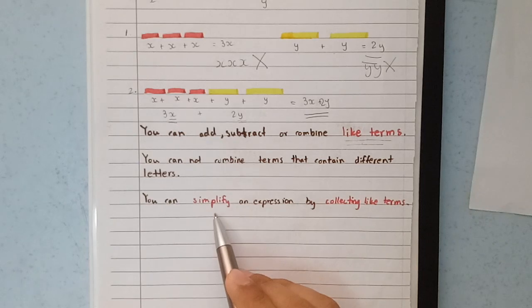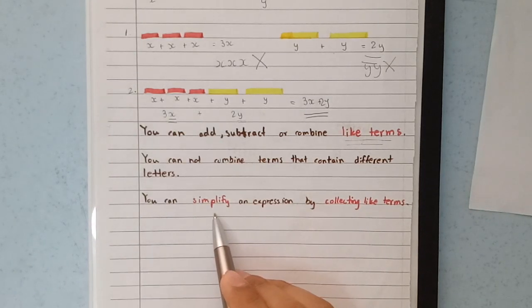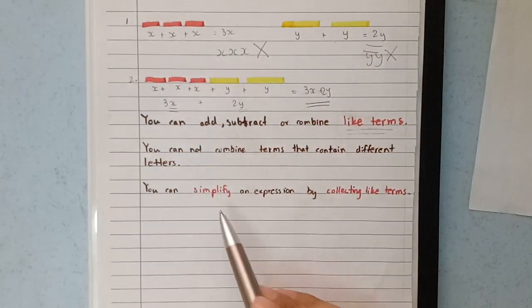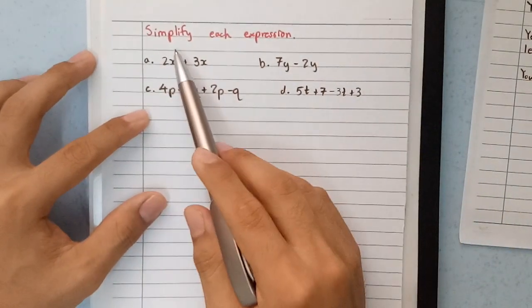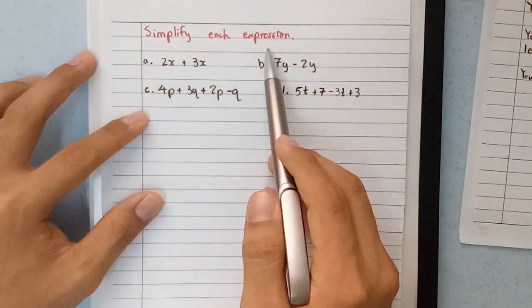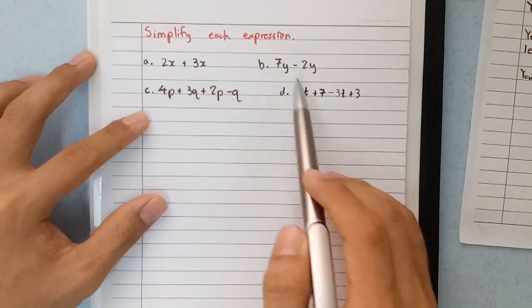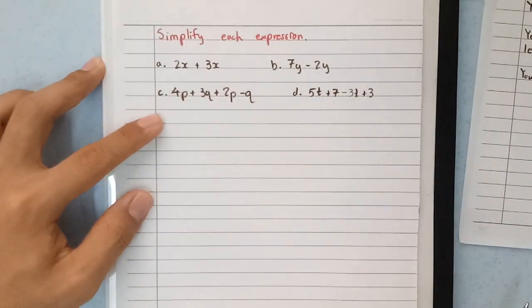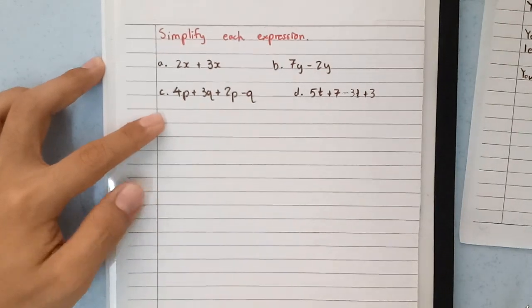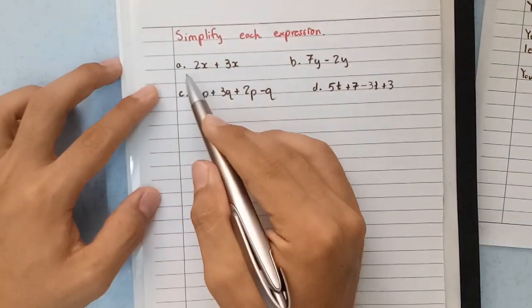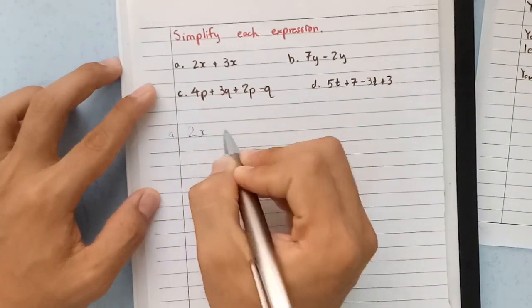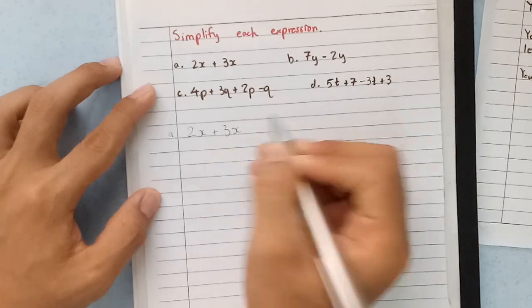We will focus on this by doing some questions. The question is: simplify each expression. These are the expressions. If you do not know what an expression is, go back to chapter 2 and revise that. Let's do A first. You have 2x plus 3x.